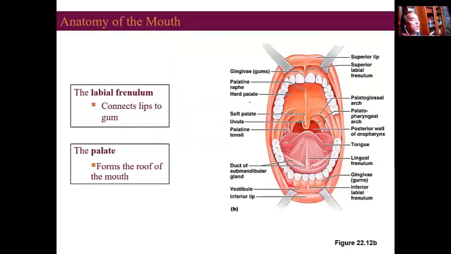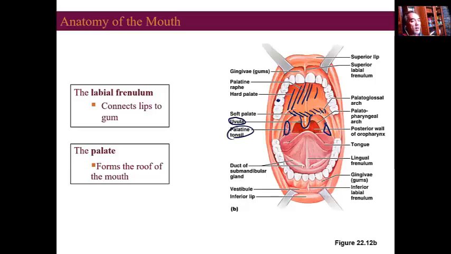So the structures that we can actually see in the mouth: the teeth, and remember the roof is divided into a hard palate and the soft palate. The one that dangles at the bottom from the soft palate is what we call the uvula. You can also see the tonsils located to the side of the mouth. These are what we call your palatine tonsils.